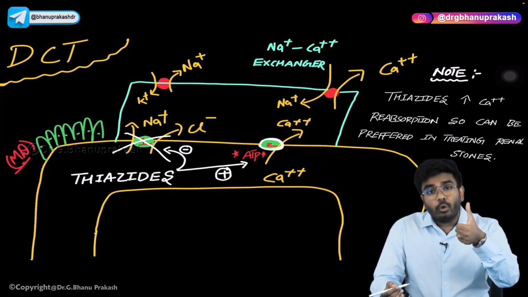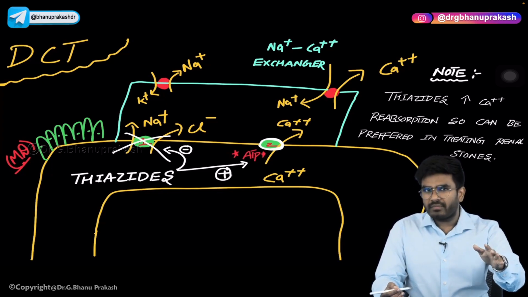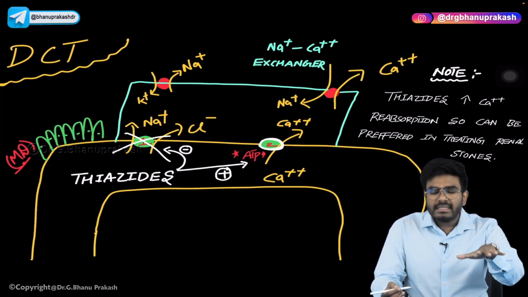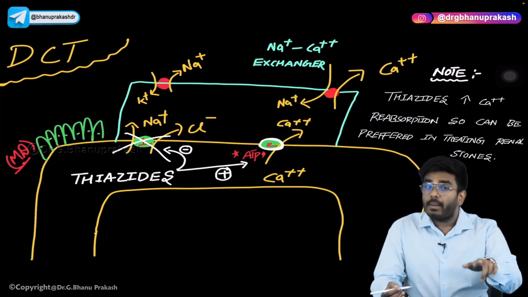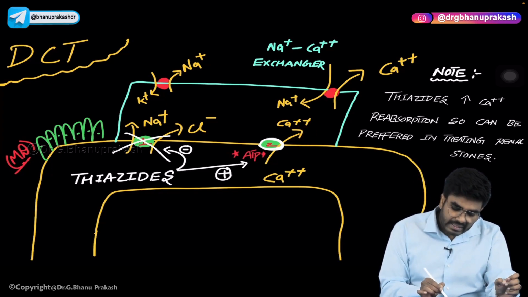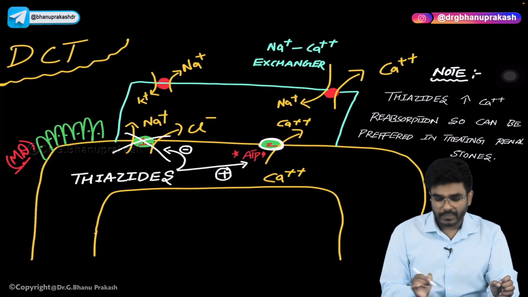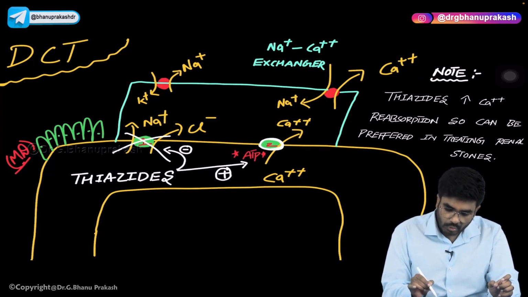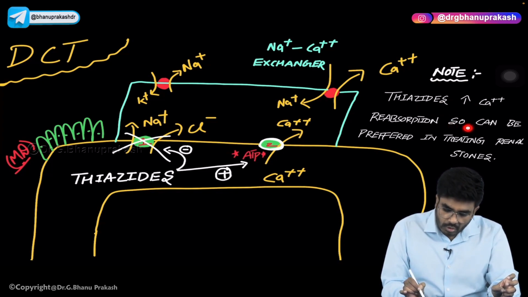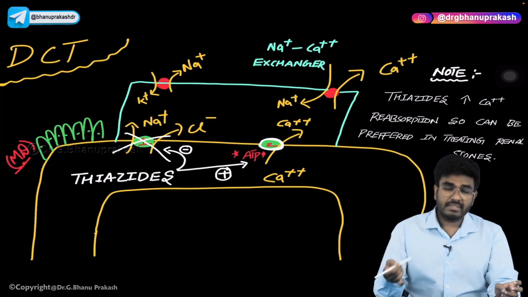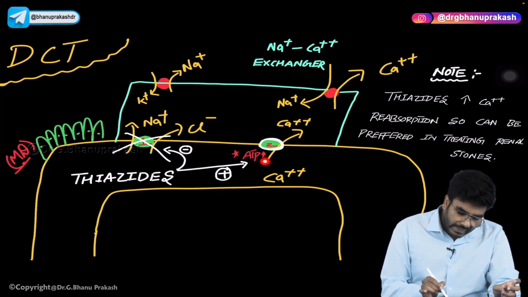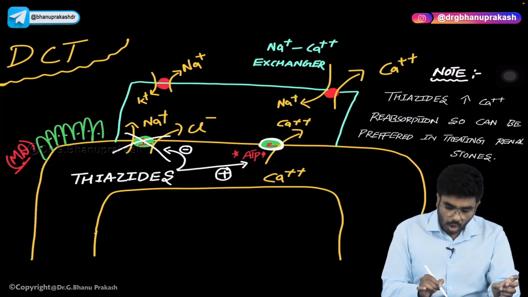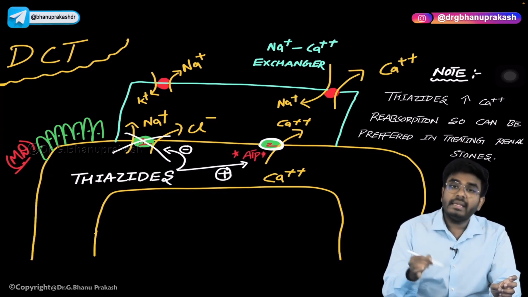Please understand. Loop diuretics loop out the calcium from the body. Loop diuretics decrease the calcium amount in the body, but thiazide diuretics increase the calcium reabsorption. So I have written here, please take a note, thiazides increase the calcium reabsorption, so they can be preferred in treating renal stones. It's true, right? All the calcium is getting reabsorbed back.